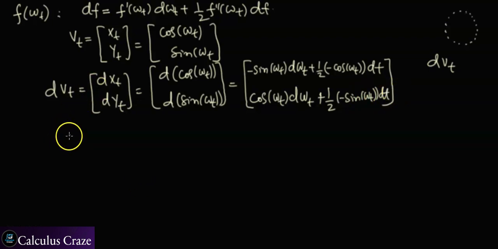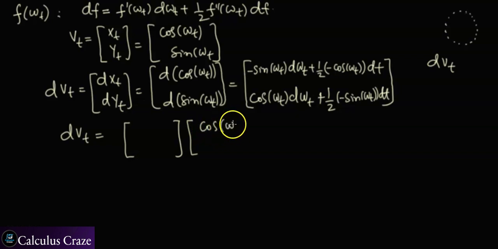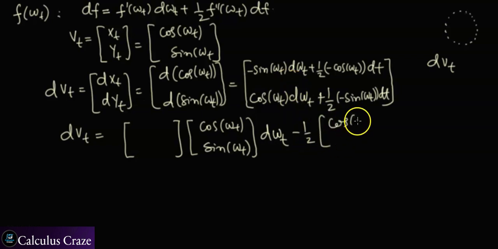Now what I can do more, I can write these differentials in another way. I can define a vector with cosine w sub t and sine w sub t, multiplied by dw sub t, plus 1/2, okay, I need to write minus 1/2, times cosine of w sub t and sine w sub t and dt. So this is v sub t, basically this is also v sub t.